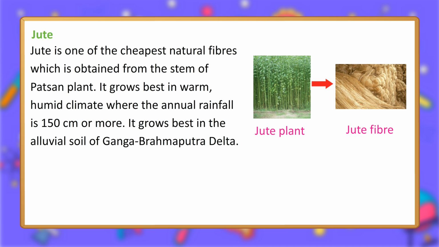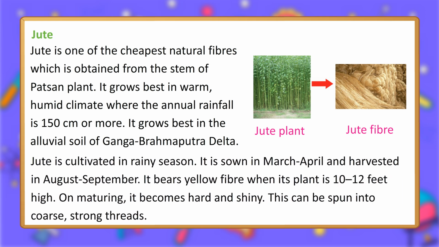Jute. Jute is one of the cheapest natural fibers which is obtained from the stem of the jute plant. It grows best in warm, humid climate where the annual rainfall is 150 centimeters or more. It grows best in the alluvial soil of the Ganga-Brahmaputra Delta. Jute is cultivated in rainy season. It is sown in March to April and harvested in August to September.